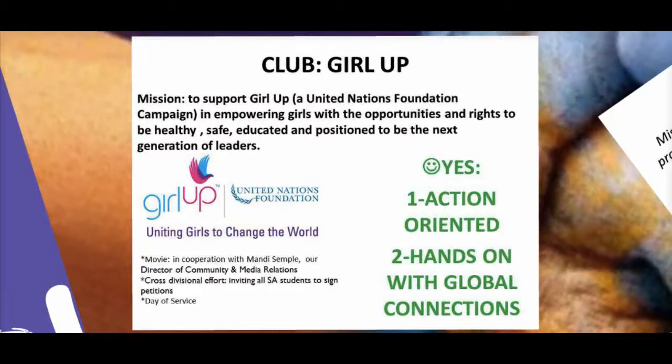So there are a lot of clubs here at the Academy that you can participate in that are globally minded. One of those clubs, for example, is Girl Up. The mission of Girl Up is to support in empowering girls with the opportunities and rights to a healthy, safe education and to be positioned to be the next generation of leaders. So the two requirements that we're looking for: is it action-oriented, yes, and is it hands-on with global connections? And the answer to both of those is yes. So being an active member of this club would definitely put you in a position of meeting the points for service for global action.